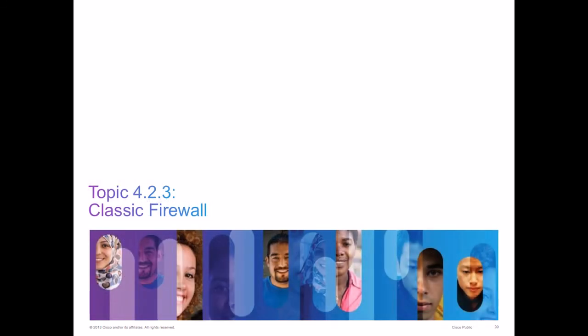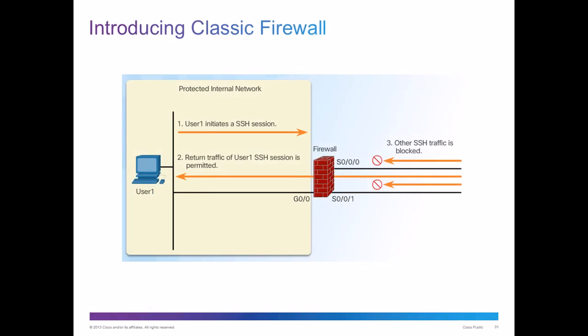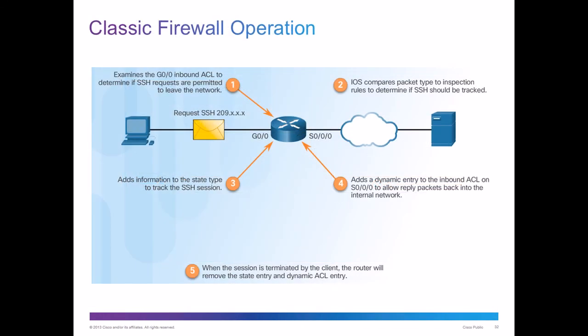All right, let's take a look at the classical firewall, just like we have been doing. Hardly anybody does this anymore. There are 5 steps that you're going to do with the classical firewall. You examine the ACL to determine if SSH requests are permitted, and then you're going to compare. If somebody comes in, you create an access list entry, and once the session is terminated, the router is going to remove the entry from the access list.